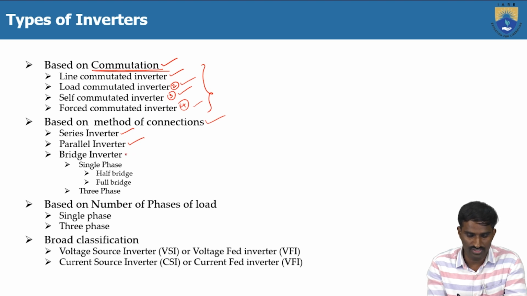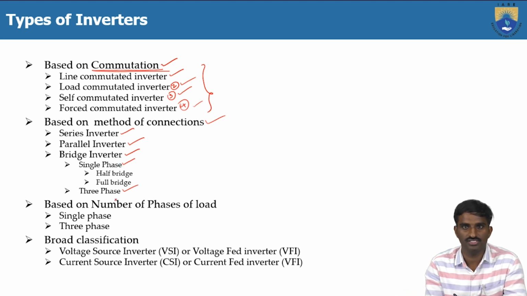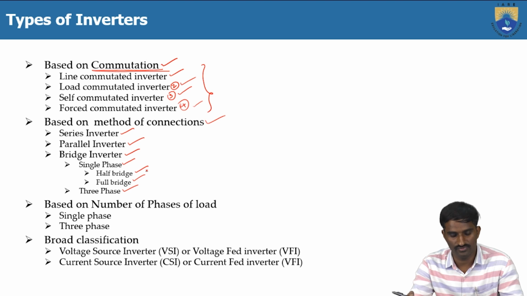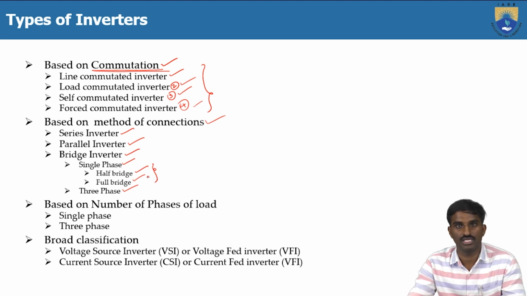Then the bridge inverter. Again, in the bridge inverter, of course, single phase and three phase inverters are there, based on the supply that we are giving, whether single phase supply or three phase supply. And again, in the single phase, we can classify two different types. One is half bridge and the other is full bridge. These two we are going to discuss in today's class.